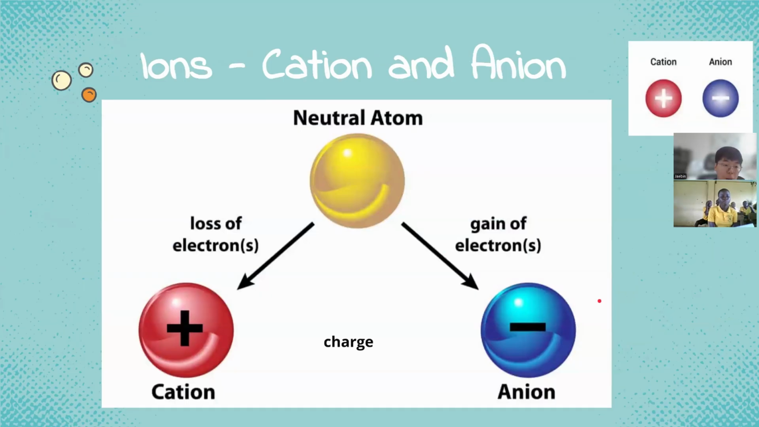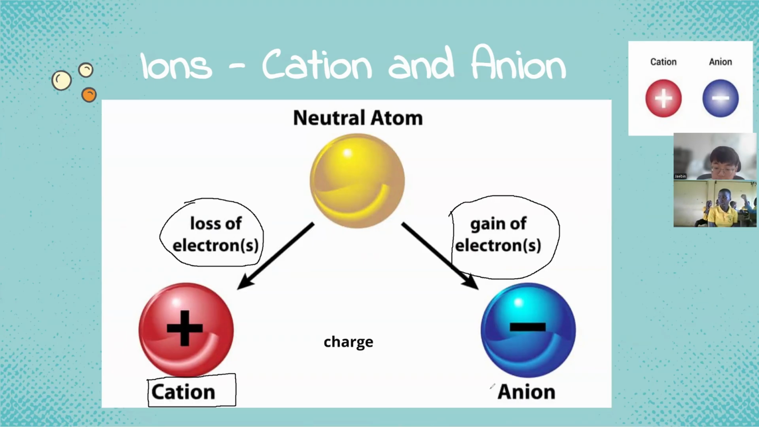Yeah. And then we learned about ions, right? Do you still remember about ions? Yeah, ions form when an electron is given or taken by another atom. So when an atom loses an electron, that formed ion was called a cation. Remember? Yeah. And when an atom gains an electron, the ion is called an anion. So these are the differences.